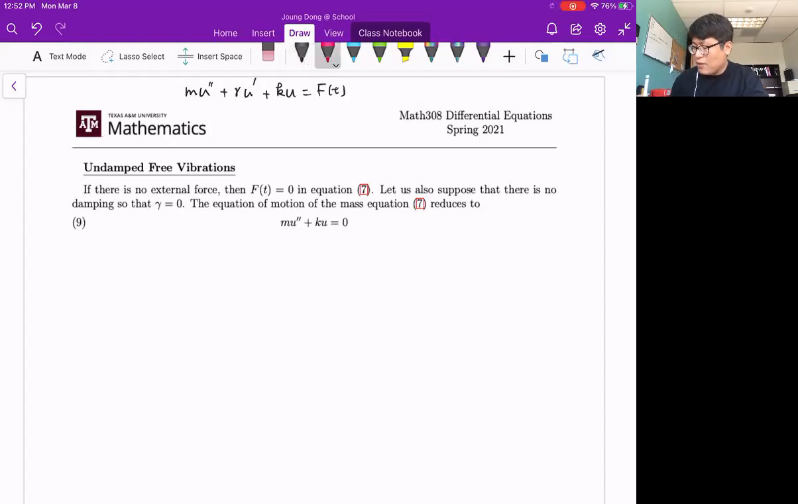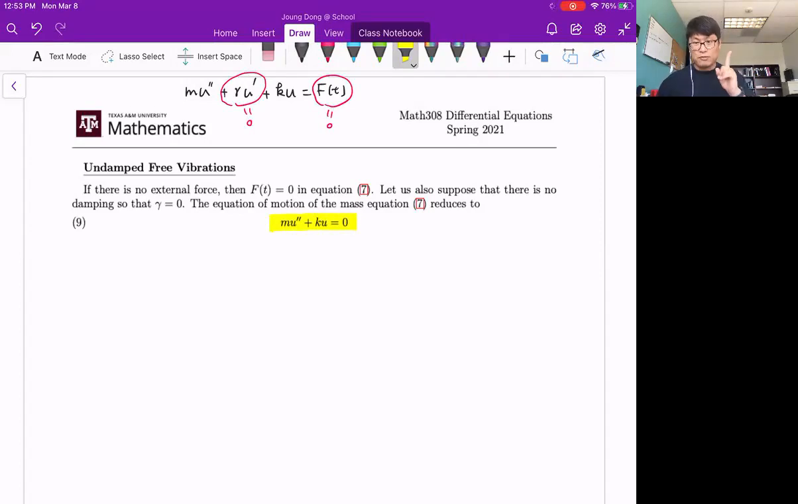Undamped free vibration means undamped, damping term equals zero, and free vibration, external force equals zero. So finally, you will have this differential equation: M u double prime plus K u is equal to zero. This is undamped free vibration. Now look at this equation. That's really easy, right? That is a homogeneous second order linear differential equation with constant coefficients M and K. Definitely we can solve this one.